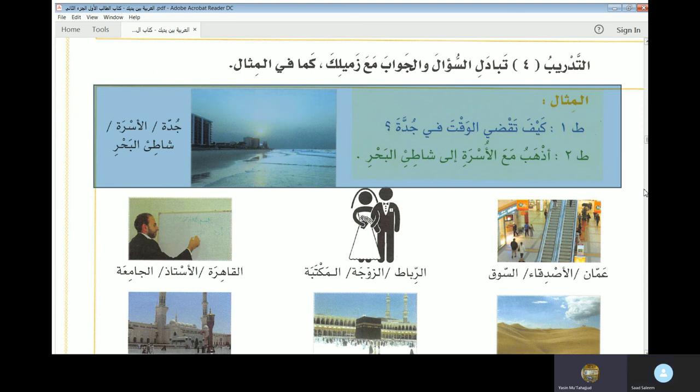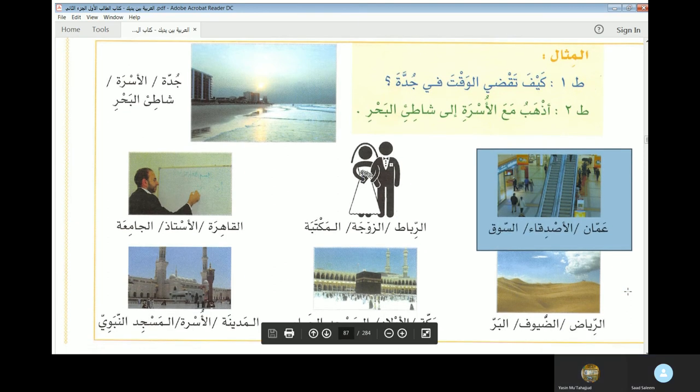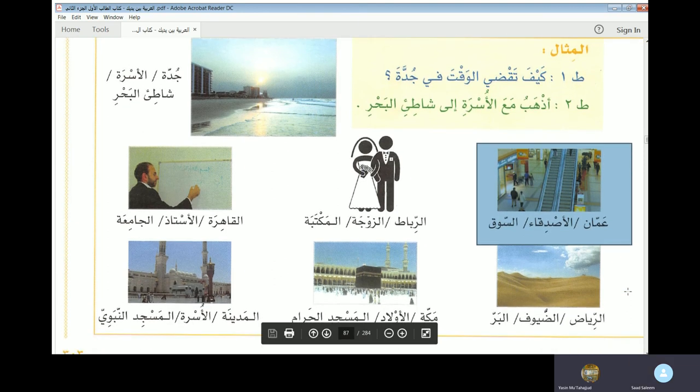كيف تقضي الوقت في عمان؟ Yes. Oman is a country called Oman. Okay.